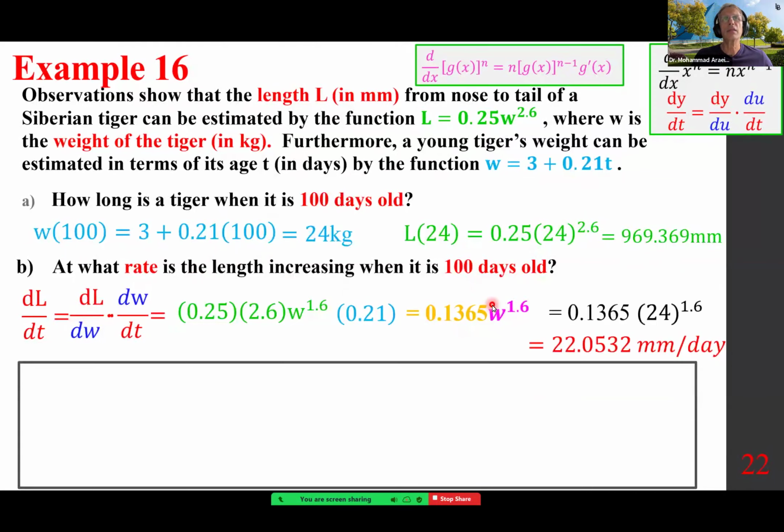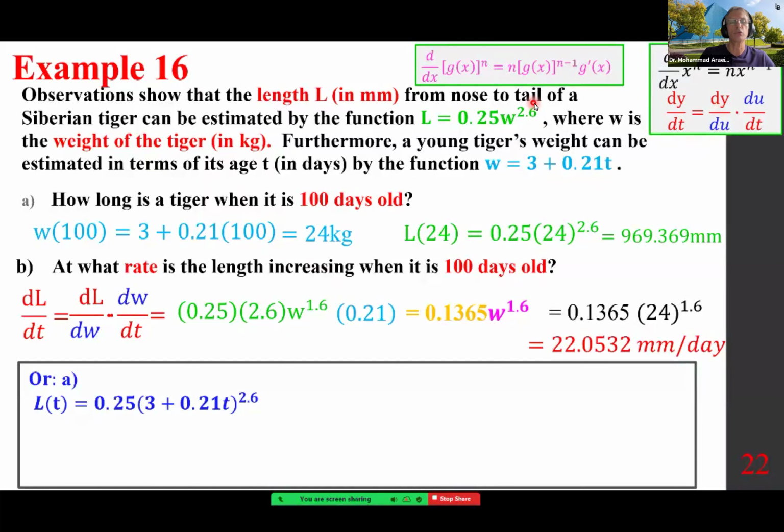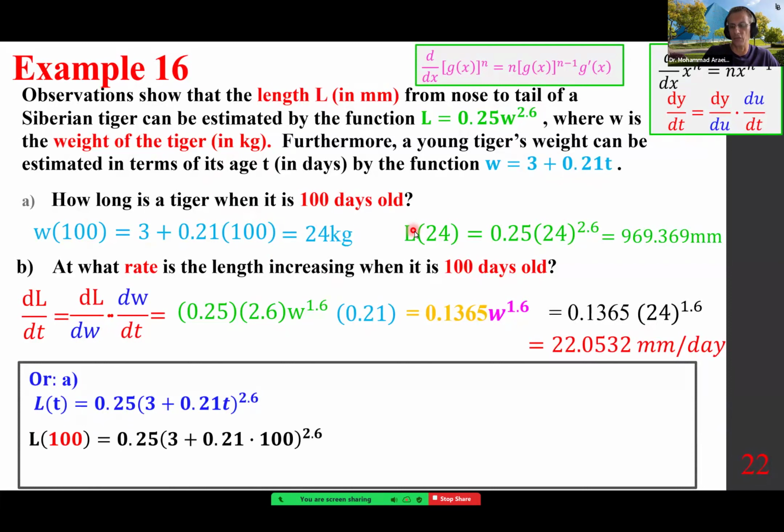The second method is to find L as a function of T by replacing the W. So L of T is 0.25 times (3 plus 0.21 T) to the power of 2.6. And now we are going to find L of 100. So replace the T with 100 here. That's for part A, and it gives you the same answer as we got here.